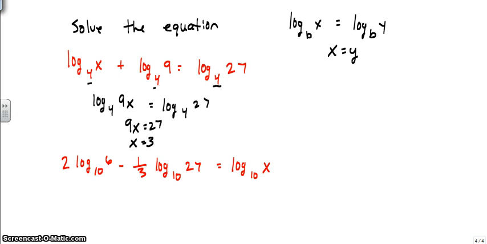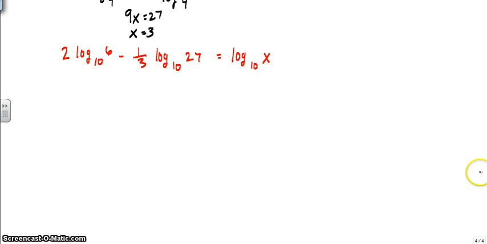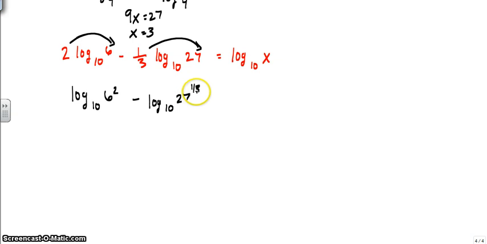Next, a little bit more complicated. I've got 2 times log base 10 of 6 minus 1/3 log base 10 of 27 equals log base 10 of x. The first thing I'm going to do here is apply my power rule. My power rule says that if I have something out front, I can make it my exponent. So it becomes log base 10 of 6 squared minus log base 10 of 27 to the 1/3 equals log base 10 of x. Now these are all log base 10. That's our common log, so we could technically write these without the base, because log base 10 is so common we just use plain old log. But I'm going to keep writing log base 10 so you can see.